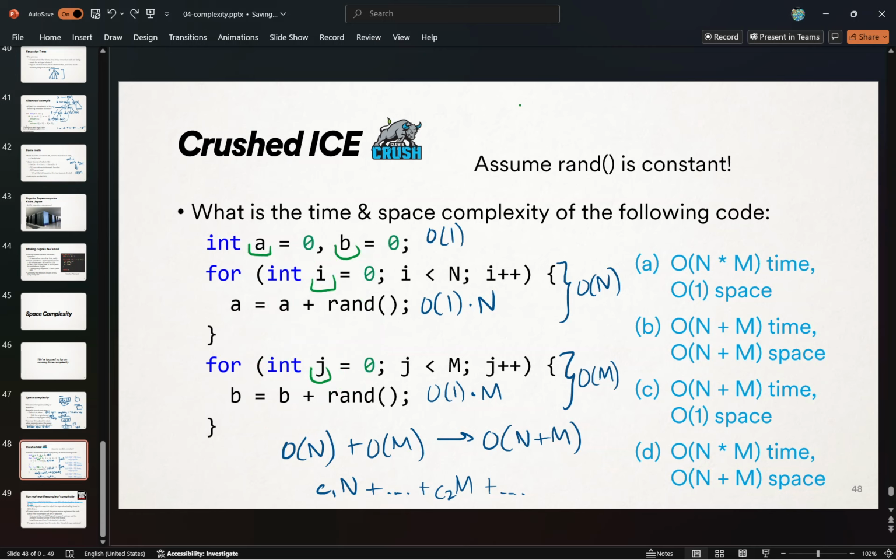4 ints to run this code. Does that make sense? If you want to count bytes, four integers, and every integer is 4 bytes long. So that's 16 bytes of memory total. 16 bytes, no matter what N and M were. So again, that's constant. Constant space, O of 1 in space. Yay. And so that leads us to C being the answer.